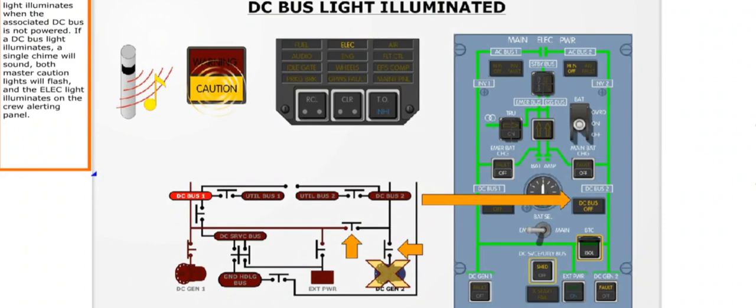The DC bus off light illuminates when the associated DC bus is not powered. If a DC bus light illuminates, a single chime will sound, both master caution lights will flash, and the electric light illuminates on the crew alerting panel.